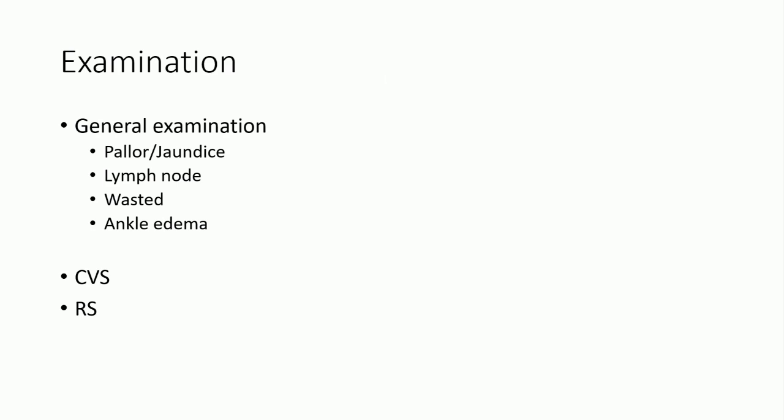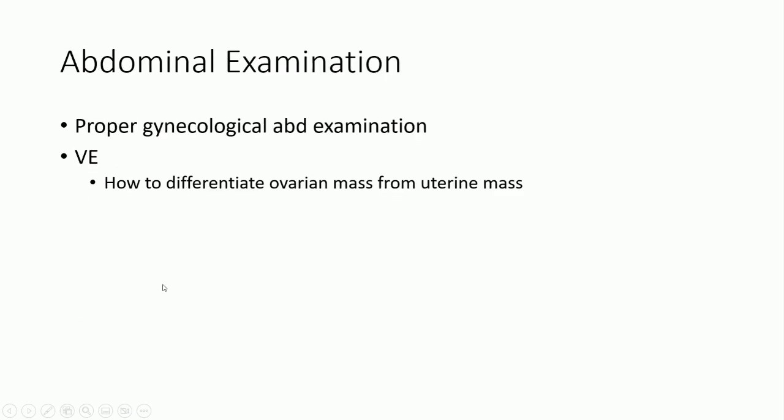Other components you may have to do, but they will be looking at these components specifically. If they want to ask some question on the general examination, they will be asking this. Sometimes they may ask, what are the things you have got from the general examination? Just tell the answer including this. And do the CVS and RS if you have time. Mostly they won't be asking the findings of the CVS and RS, so directly they will move to the abdominal examination.